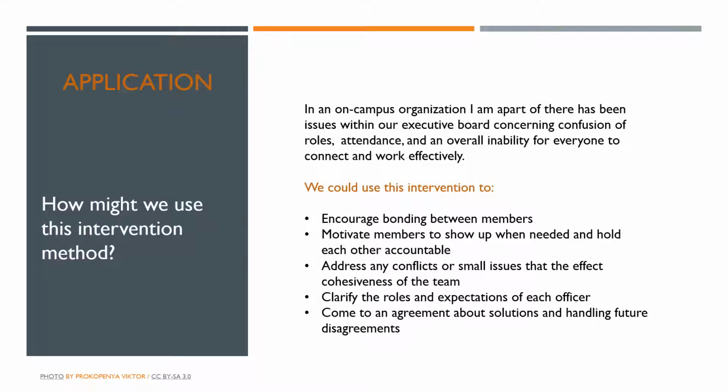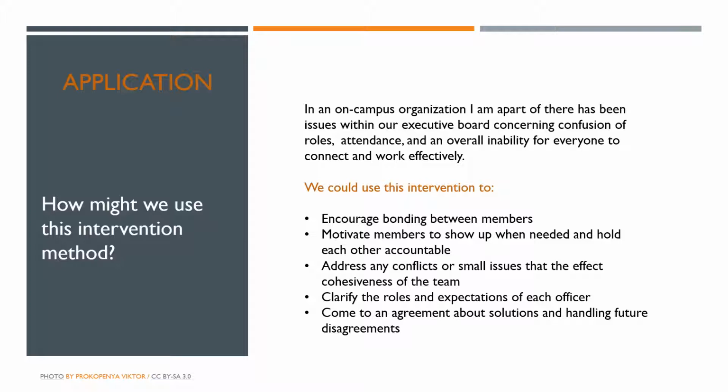Now, I'd like to take a look at how this intervention may be applied to the real world and my life. In one of the on-campus organizations I'm a part of, there's been issues between members of our executive board of 17 people concerning confusion of roles, attendance, and overall inability for everyone to connect and work effectively. Since this is an organization that had been previously revived in the summer, there's a lot of confusion surrounding the team's functioning.